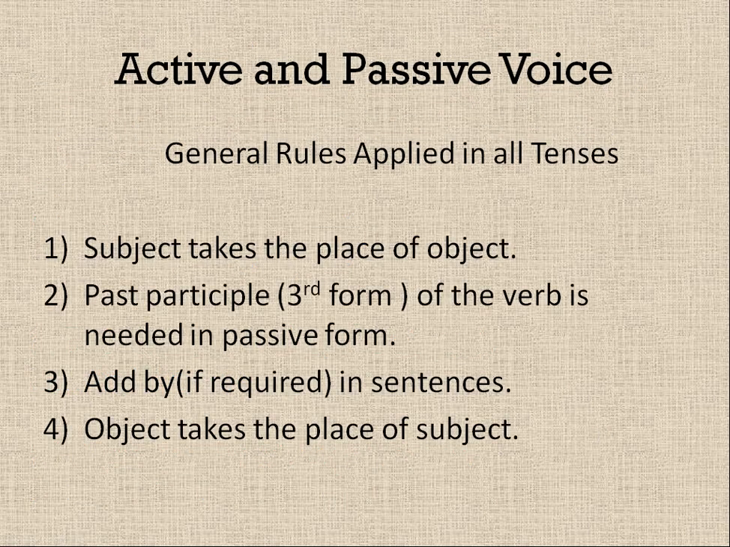For converting active sentences into passive sentences, there are certain general rules which are applied in all tenses. Subject takes the place of object. Past participle or third form of the verb is needed in passive form. Add by if required in sentences. Object takes the place of subject.